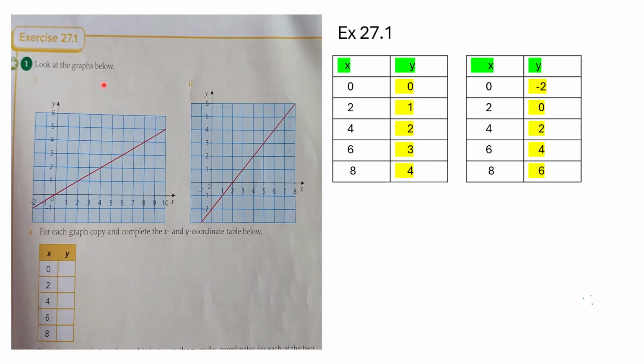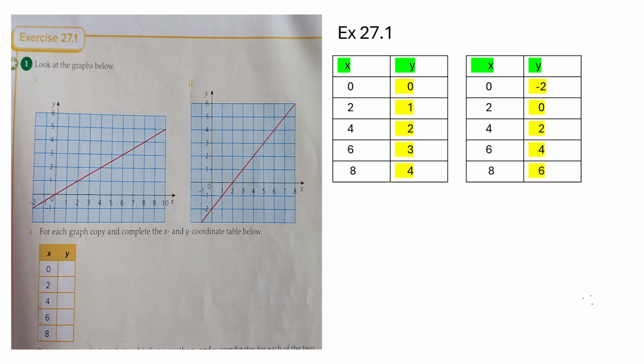Look at the graphs below. First question: look at the graphs below. So they are given two graphs. The question is, for each graph, copy and complete the x and y coordinate table below. They are given the x coordinates. What we have to find is the y coordinate for the first graph and the second graph.